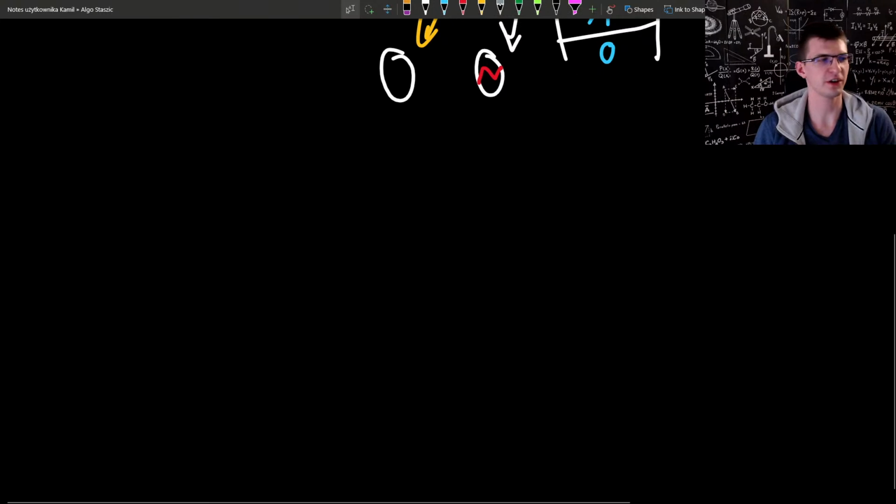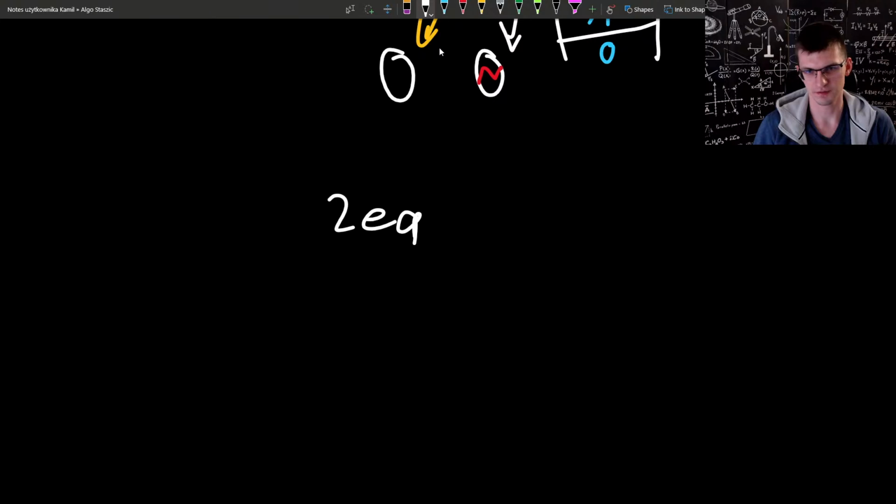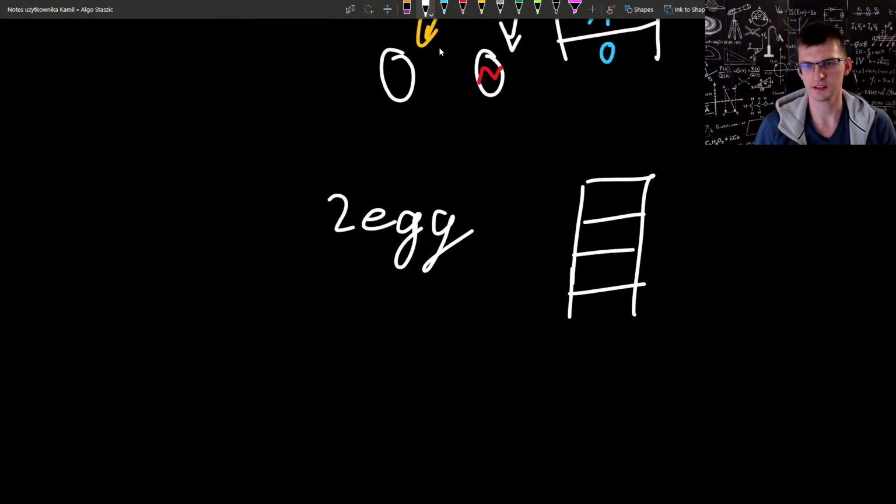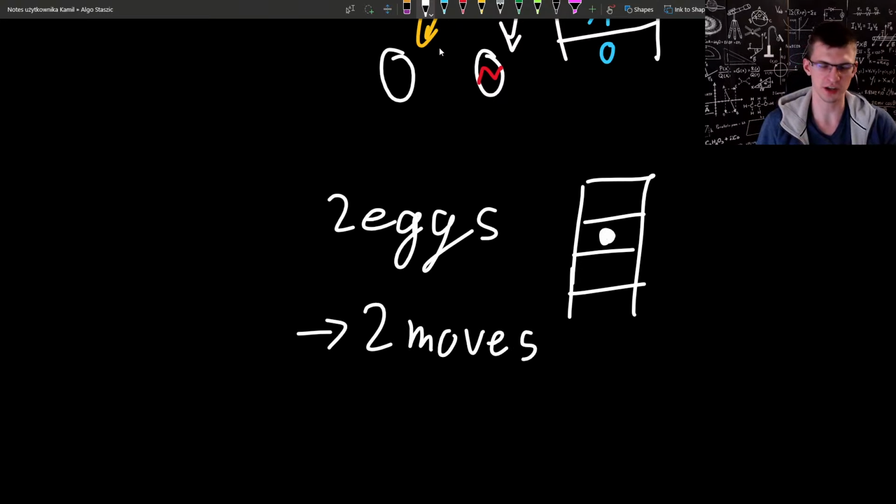Just to show you that more eggs help. If you have 2 eggs, then if n is 3, like that, you can do everything in 2 moves. Then the answer will be 2. 2 moves is enough. Because with the first move, you check the middle floor, the second floor, and then it will crack or not, but with the remaining egg anyway, you can drop from this floor or you can drop from this floor. This is for n equal to 3.